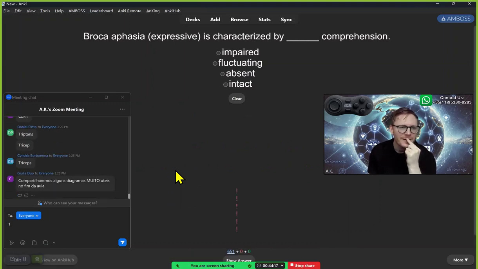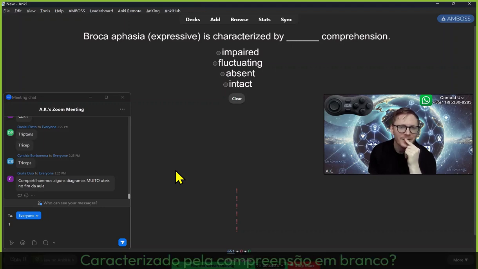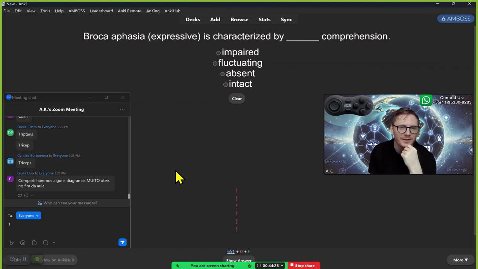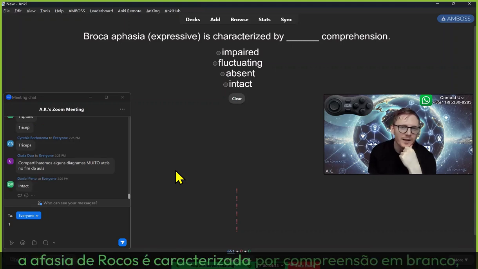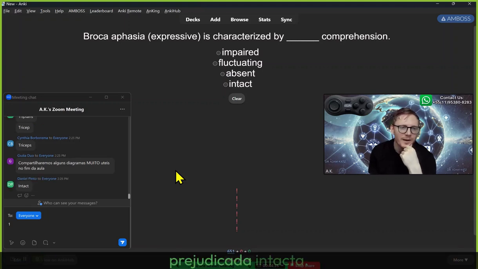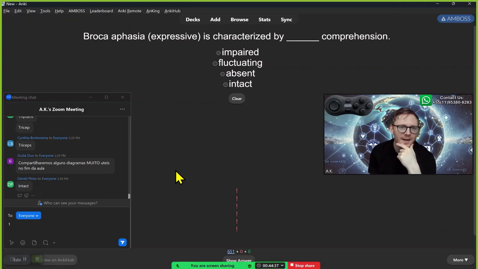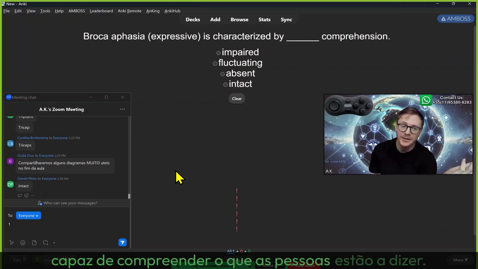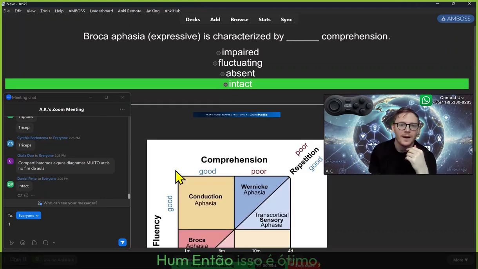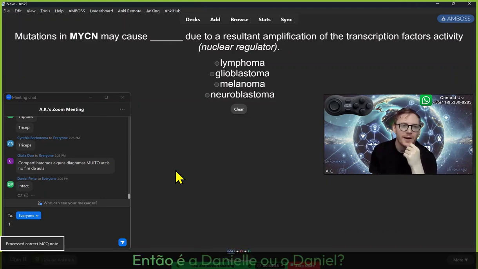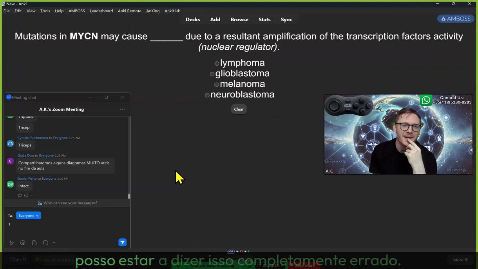Broca's aphasia. Yeah. What are we doing? Characterized by blank comprehension. So Broca's aphasia is characterized by blank comprehension. Impaired, intact. Okay. Yeah, you're still able to understand what people are saying. It's just when you speak, you're incomprehensible, right? So that's great, Daniel. So is it Danielle or Daniel? I'm sorry, I might be saying it completely wrong.